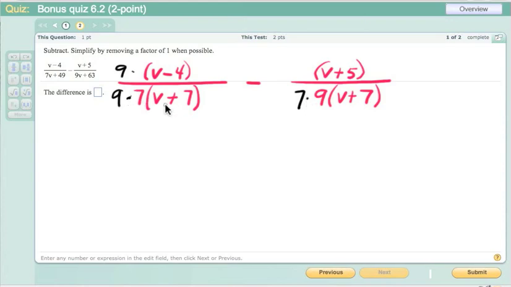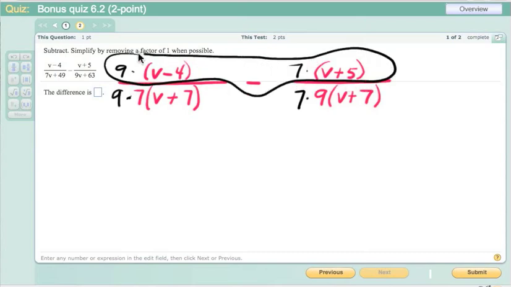7 times 9 times v plus 7. Of course, I need to multiply the top by 7. So that's the "wouldn't it be nice" game. You simply put in the factors that would make the denominators identical. And now we're good to follow the arithmetic on top.